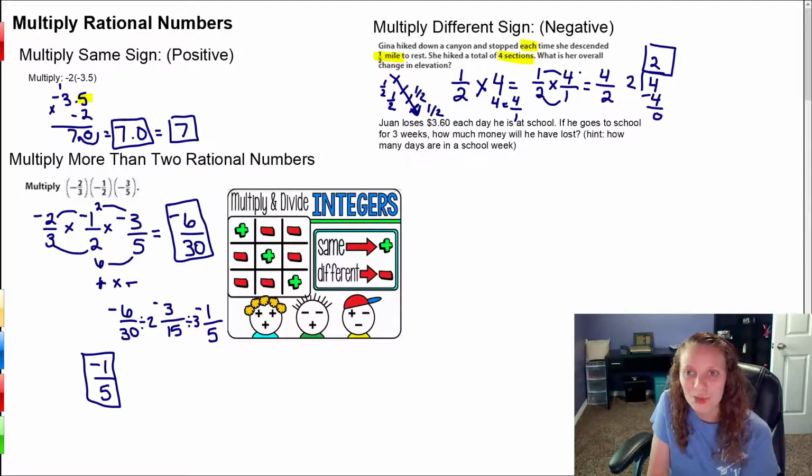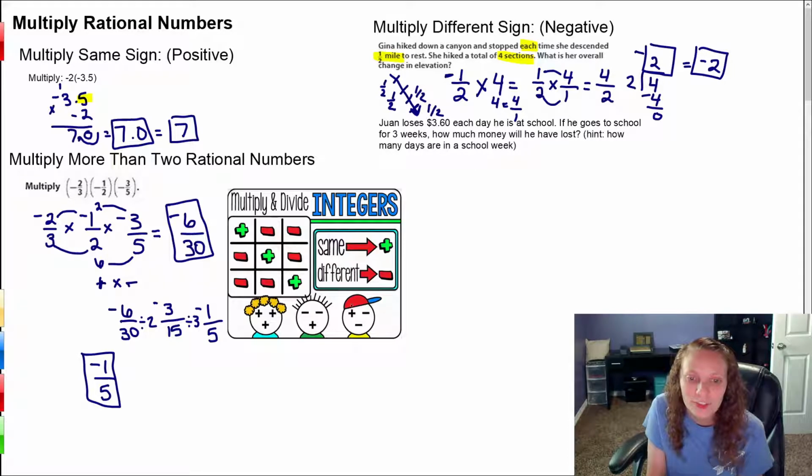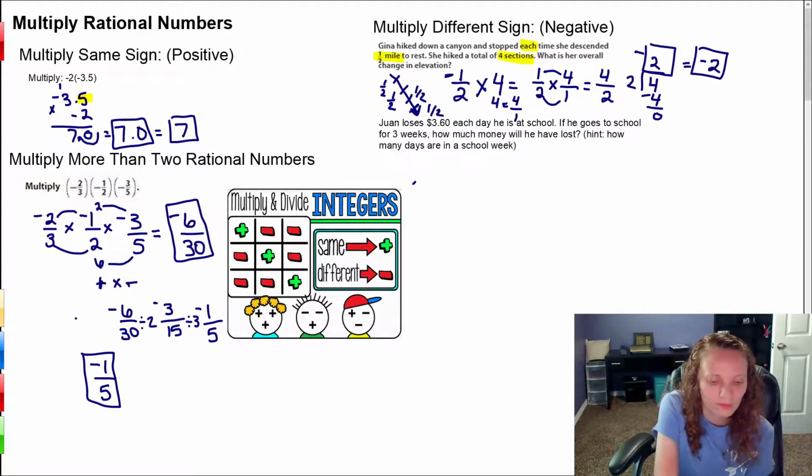And actually, since she was descending, I didn't think about this earlier, she was descending 1/2 of a mile each time, so that was negative. And a negative times a positive, since those are different, it is a negative answer. So this is negative 2. Remember, if the signs are different, looking at this little kid with the hat, if the eyes are different, the signs are different, it's a negative answer. And descending means to go down, decrease.